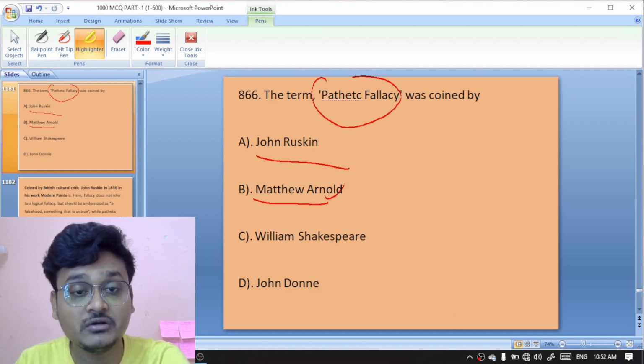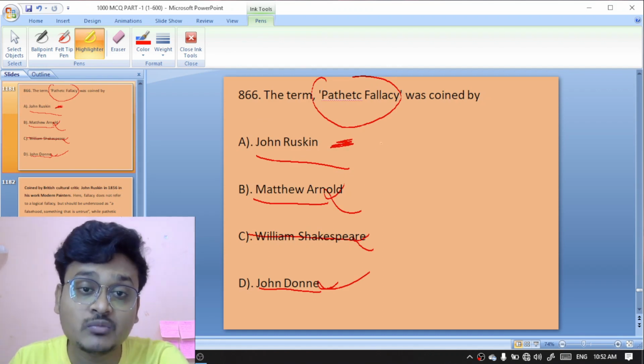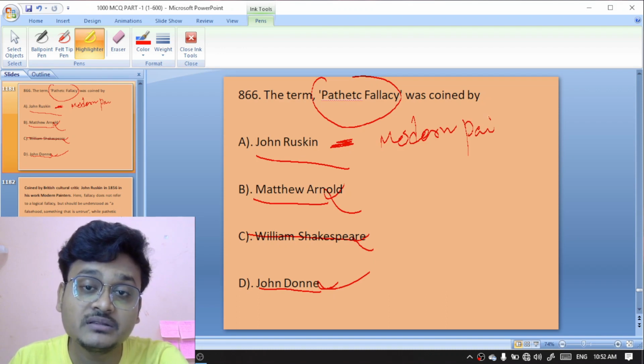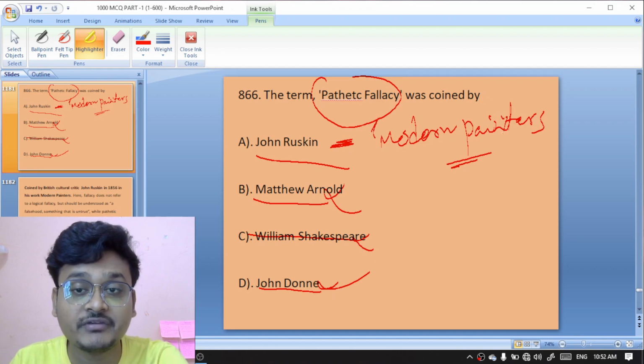Moving to next question, the term pathetic fallacy was coined by whom? John Ruskin, Matthew Arnold, no. William Shakespeare, no. John Donne, no. So it is John Ruskin. In his work Modern Painters, he has coined the term pathetic fallacy.